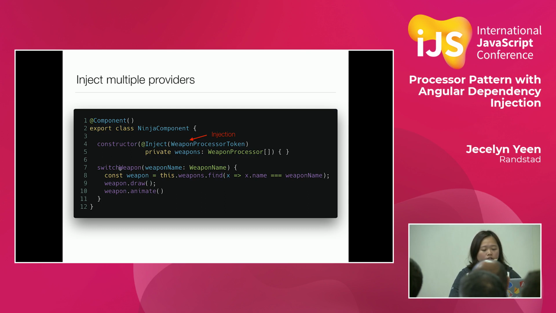Then during runtime, in the switchWeapon method, you just need to find the weapon by the name. When you click the button, you pass in the name. You just need to change the name, and then you can call the same methods, draw and animate.